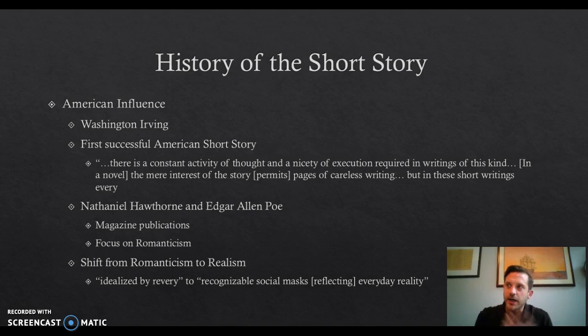All right, so we left off at the German influence. It was also at this point where the short story began evolving in the United States based off of what was happening in Germany.